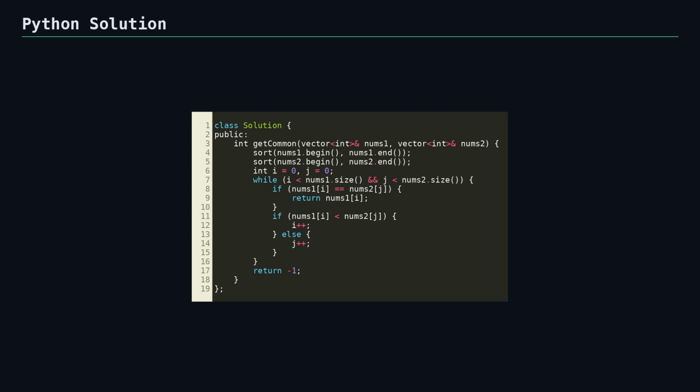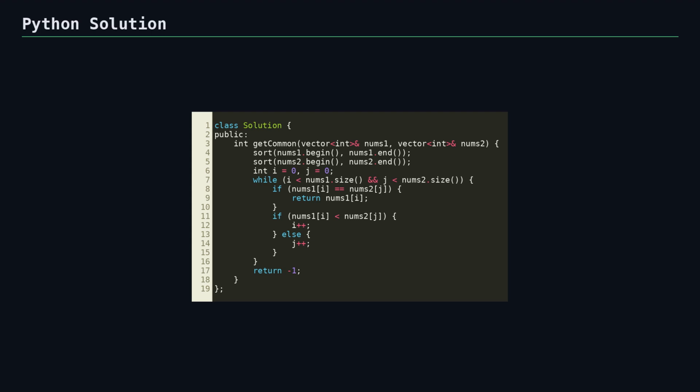If the elements are equal, we've found the minimum common value, so we'll return it. If the element in nums1 is less than the element in nums2, we'll move the pointer i to the next element in nums1. If the element in nums1 is greater than the element in nums2, we'll move the pointer j to the next element in nums2. We'll keep doing this until we find a common element or until we reach the end of one of the arrays. Now, let's take a look at the C++ code.